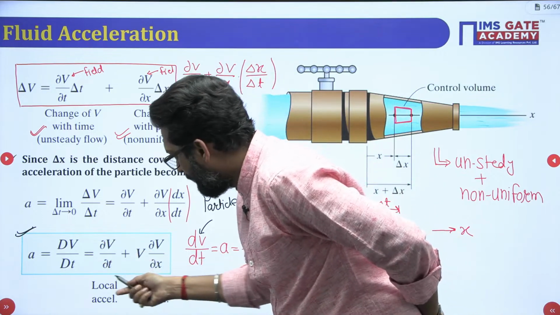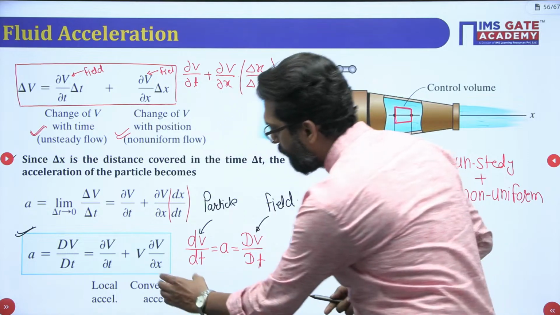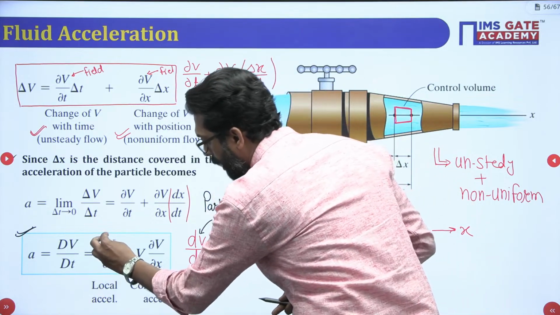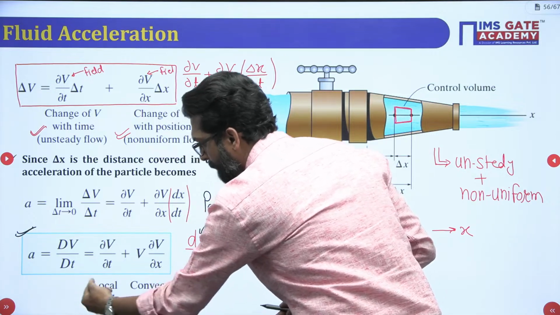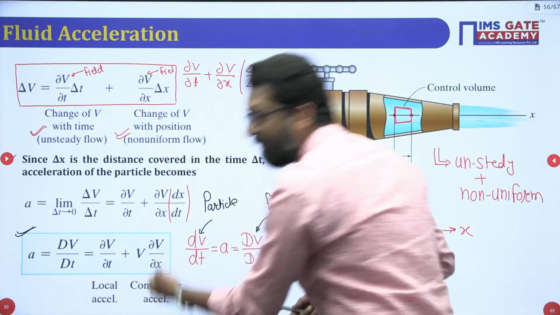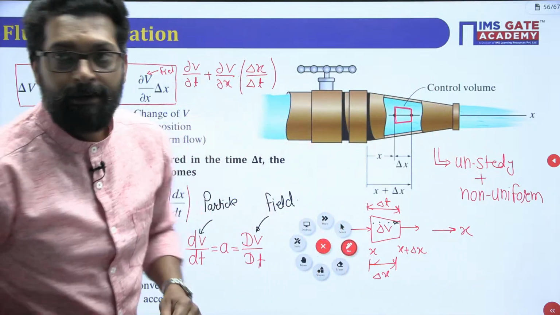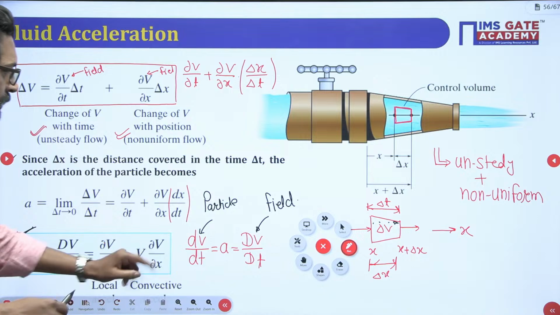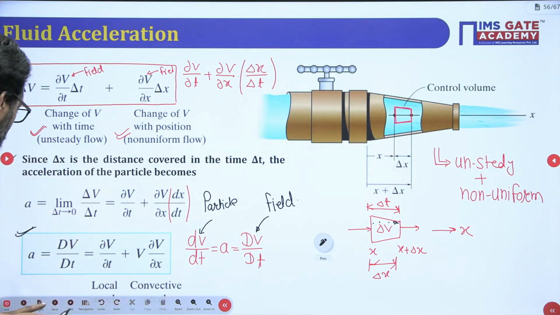Dou v by dou t is your local acceleration and this is your convective acceleration. Why? Because this is your local, that means this is your unsteadiness effect. That means this is also called temporal, and this is also called convective acceleration. Rahul, what is the material derivative beta? Okay, so this is your acceleration of the fluid particle.